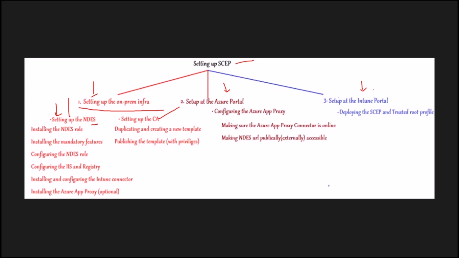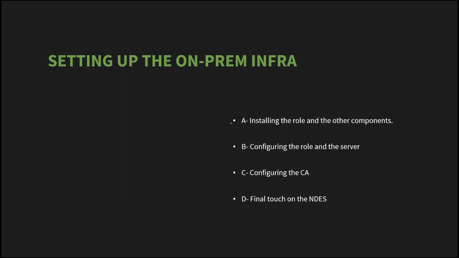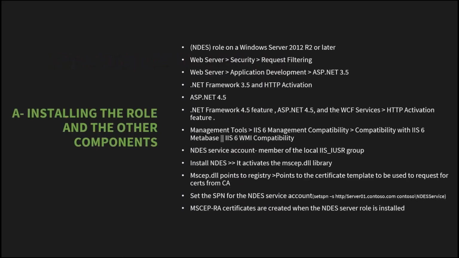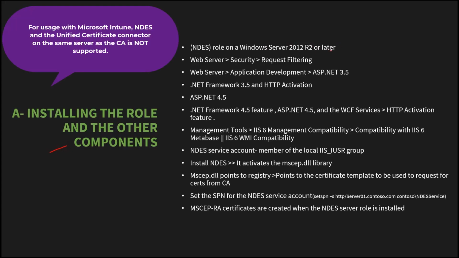Now let's take a look at what needs to be done as far as setting up NDES is concerned. First we have to install the NDES role and the relevant components. Then we have to configure the role and the relevant components. Then we'll do some configuration in the CA, and then we will do a final touch on the NDES. So the first thing is installing the role and the other components of NDES. We can install the NDES role on a server which is joined to the domain and which can talk with the CA, which is an enterprise CA. It can be installed on a server running Windows Server 2012 or later.